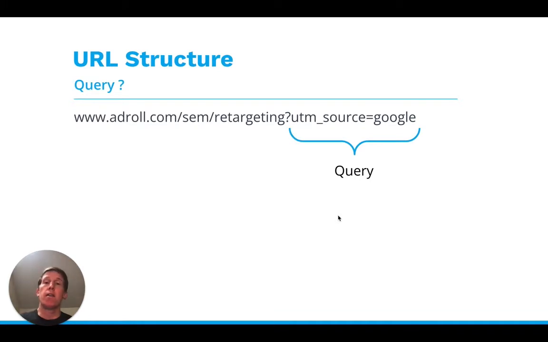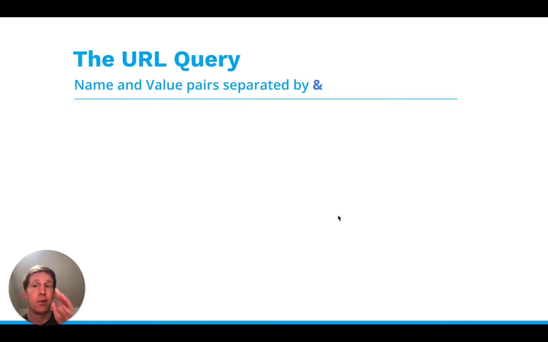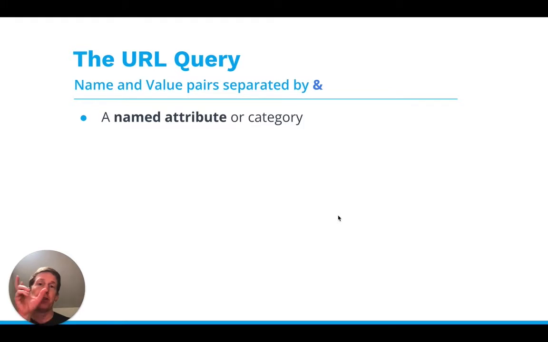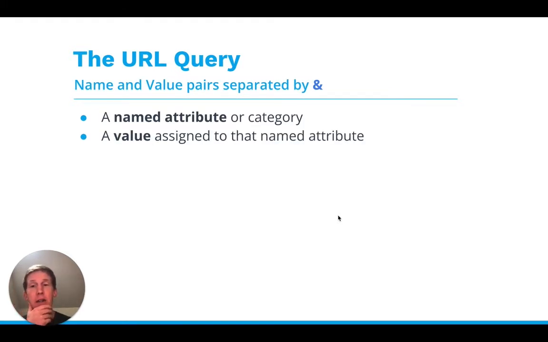And then the query comes after the URL path. It's separated from the path by a question mark, and then what comes after the question mark is the query, which is a series of name and value pairs separated by an ampersand, like the and symbol you see there. The named attribute or category is the first part of the name and value pairs. Basically, think of a category that then has a value assigned to that named attribute or category.